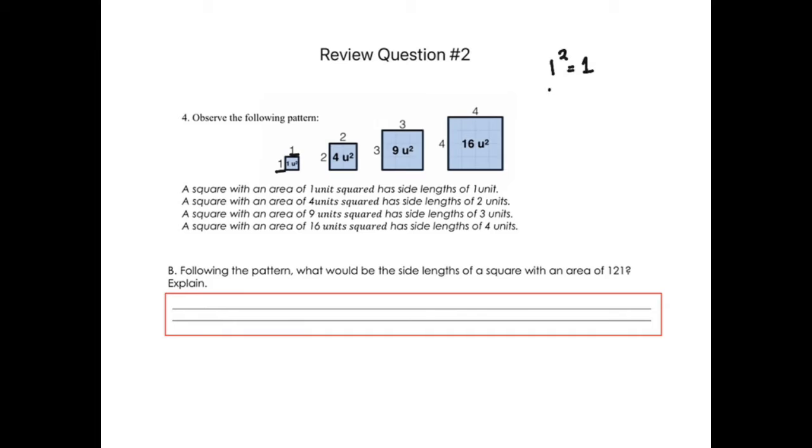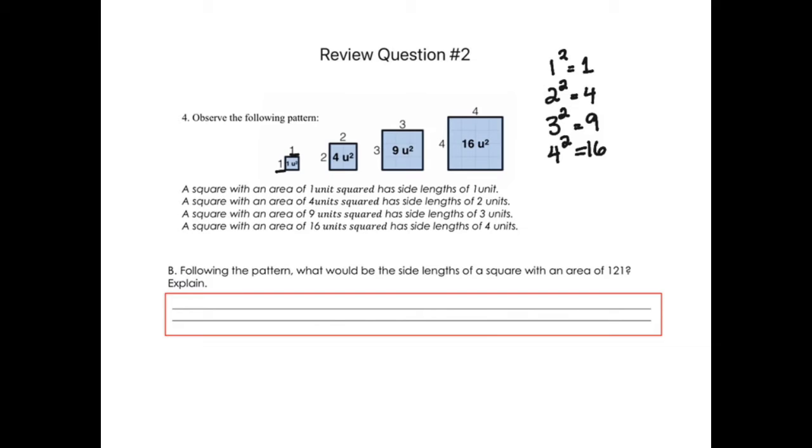Now if I have a side length of 2, then I know that the area of that square is going to be 2 squared, or 2 times 2, to give me 4. Same thing with the square that has an area of 9. If I have a side length of 3, then I'm going to do 3 times 3, or 3 squared, to give me an area of 9. And if I go to the fourth example, if I have side length of 4, and I do 4 squared, okay, then I have an area of 16.